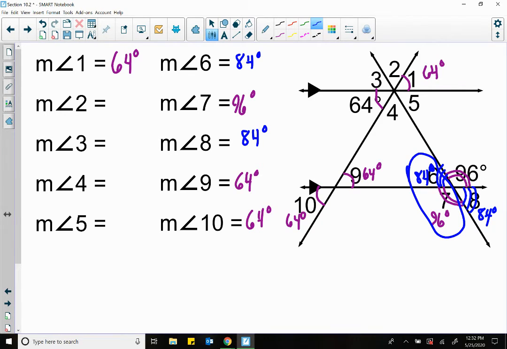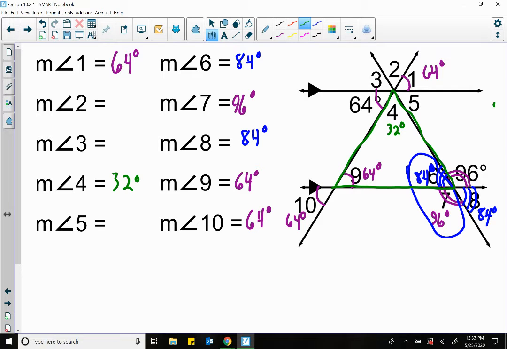And now we can start attacking angles 2, 3, 4, and 5, because now we have lots of information that can help us out. Right now, we could find the measure of angle 4, because right here we have a triangle and we've got two angles, 64 degrees and 84 degrees. Whatever angle 4 is has to give me 180. So 180 minus 64 minus 84 gives us that the measure of angle 4 is 32 degrees.